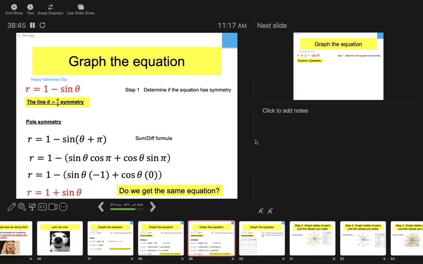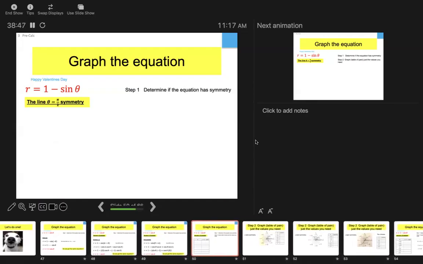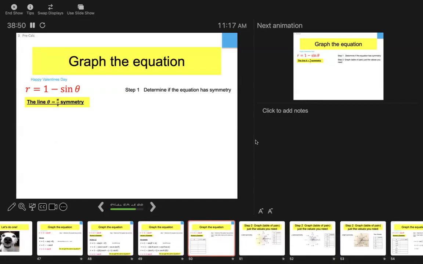All right, we okay? So it feels like we're done, but we're a third of the way through. Now we have to do the table of pain. So look at your box 2. What's the table of pain for pi over 2?